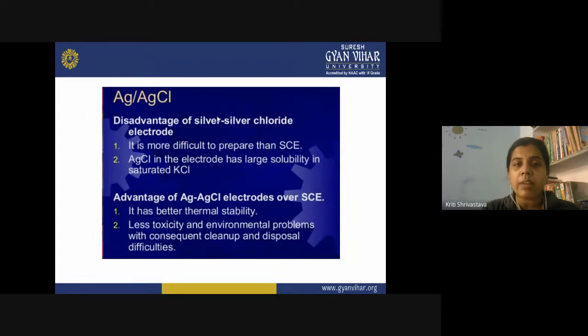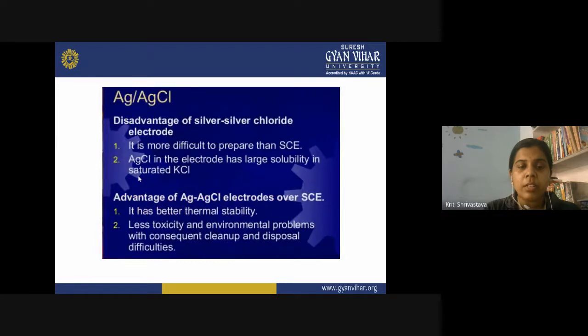What are the advantages and disadvantages of this electrode? The disadvantage of this silver chloride electrode is that it is difficult to prepare as compared to the calomel electrode. And the second disadvantage is that the AgCl in the electrode has large solubility in the saturated KCl as compared to the mercurous chloride that is present in the calomel electrode. This AgCl is having high solubility in the saturated KCl.